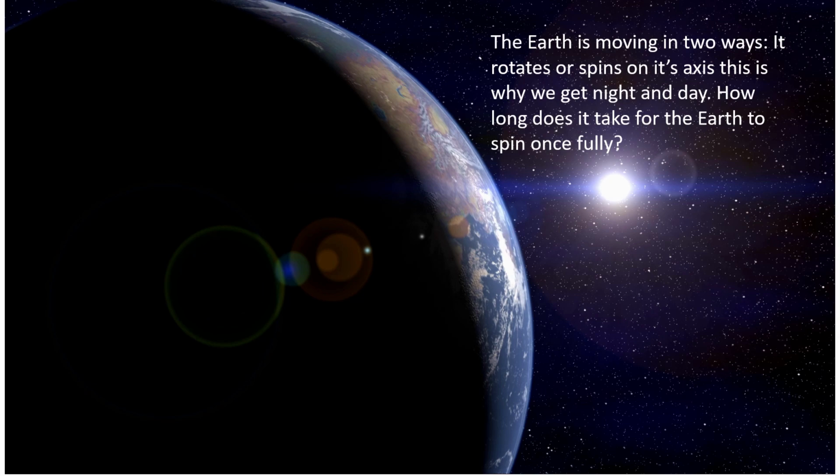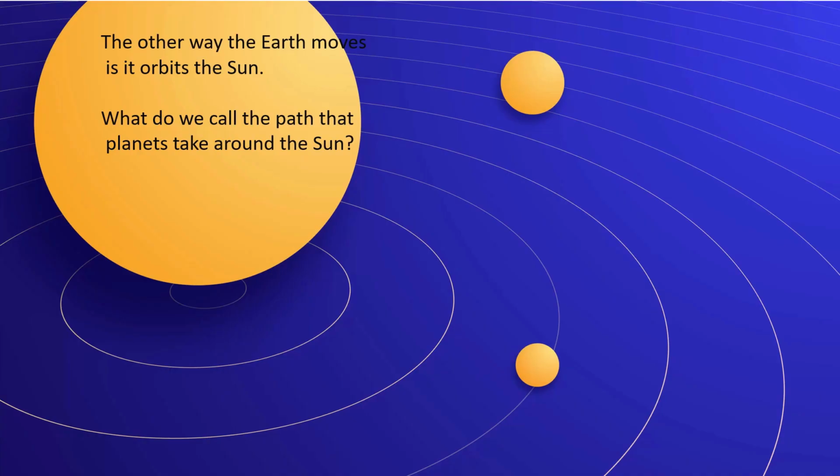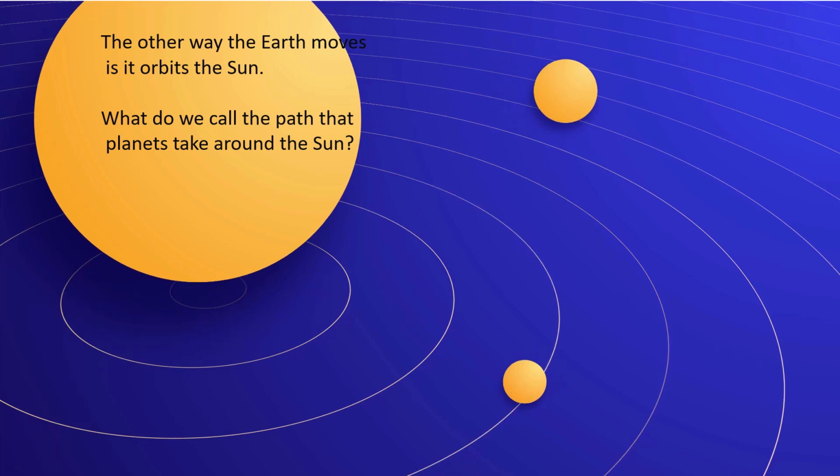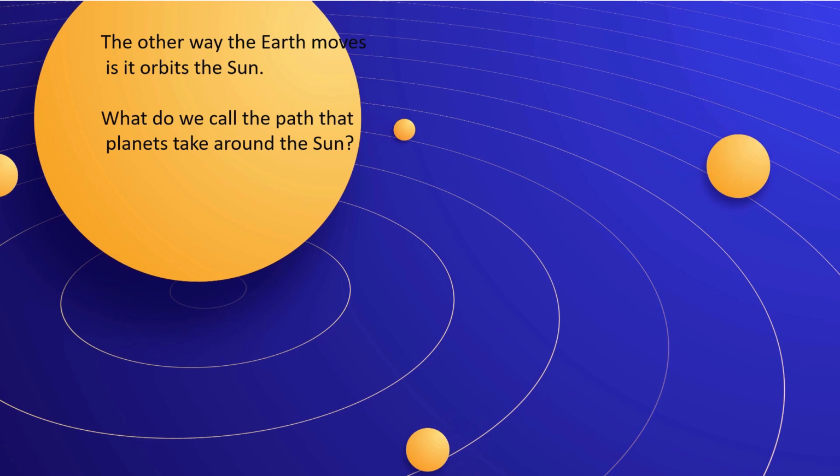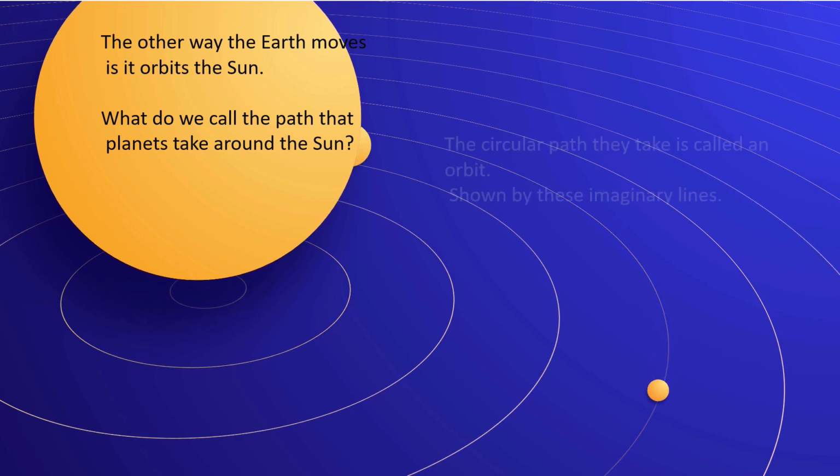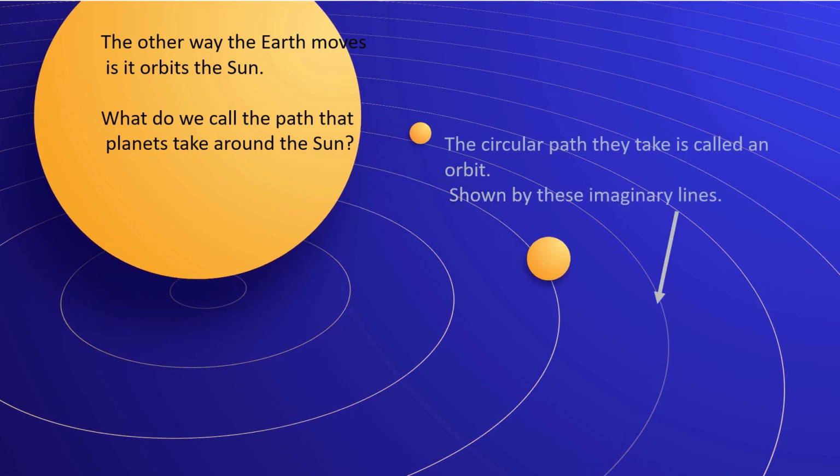Another way that the Earth moves in space is that the Earth orbits the Sun. And we call the path that planets take around the Sun orbits. And they're shown here by these imaginary circular lines. You can see the different planets are moving on different orbits around the Sun, but most of these are circular.